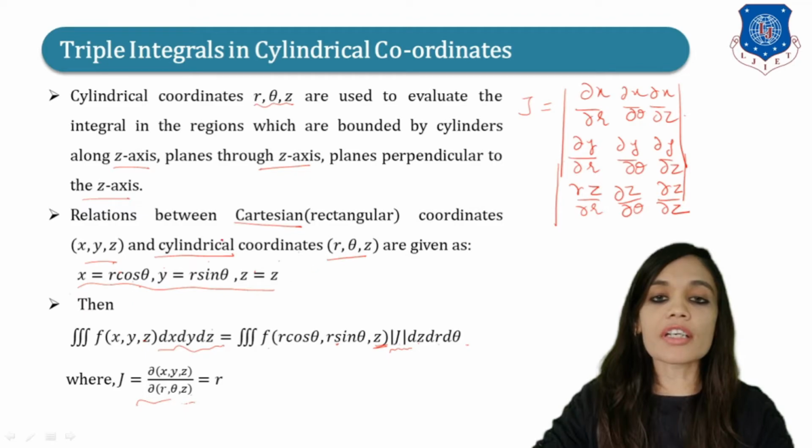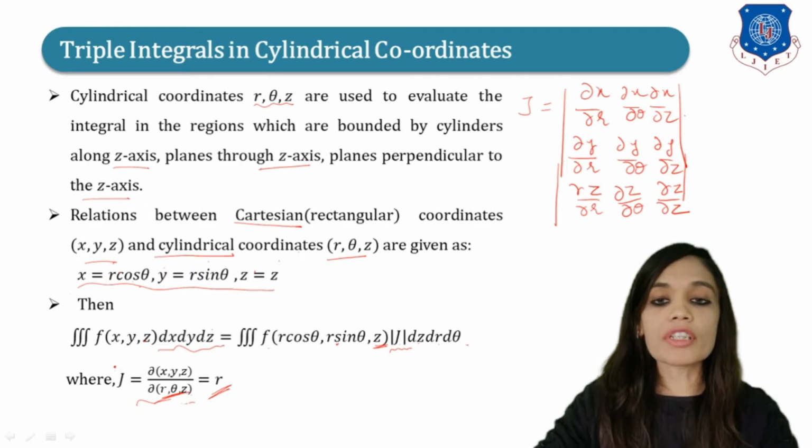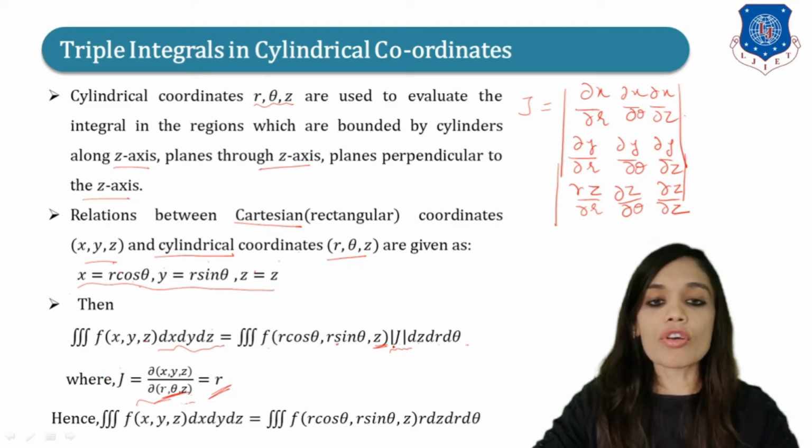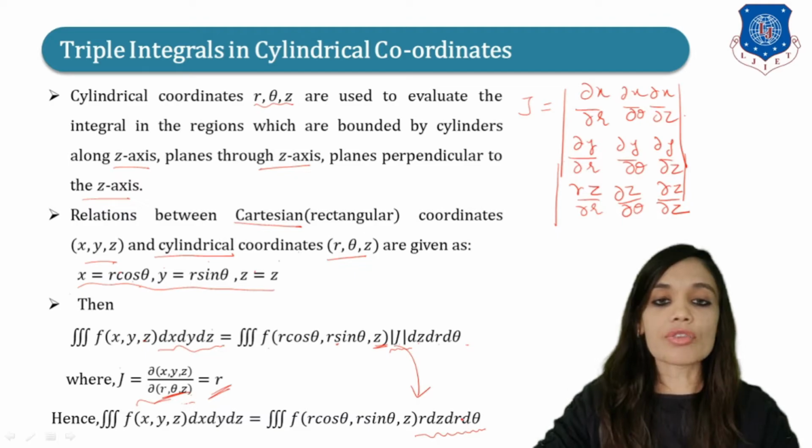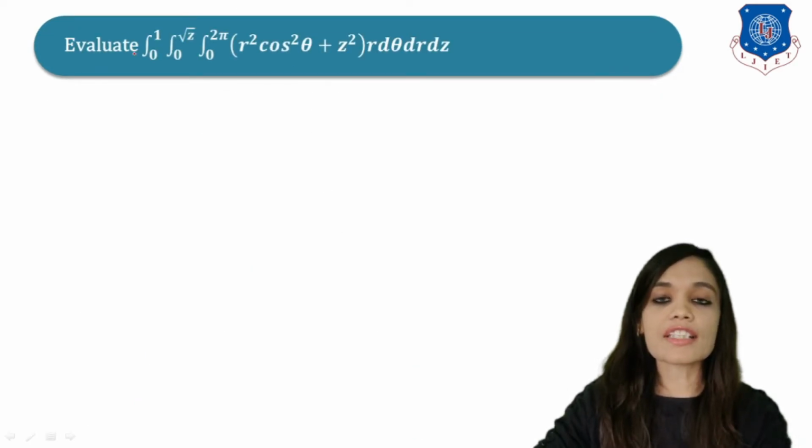So differentiate all these three with respect to r, theta and z and solve this determinant. So what you will get is your J as r, right? Now substitute this value of Jacobian in this equation. So on substituting, this will become r dz dr d theta. So now let us begin with examples.